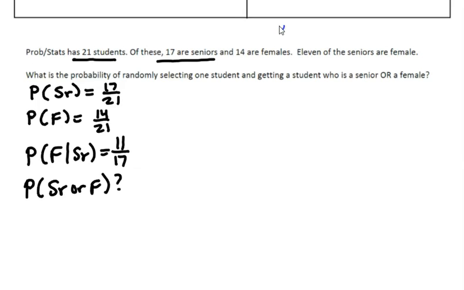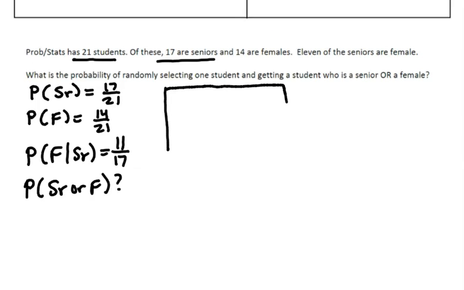Okay, so it says 11 of the seniors are female. Okay, now there's one other category that I didn't actually think about here, but we'll get to it in just a second. So let's draw a little picture of what we've got.